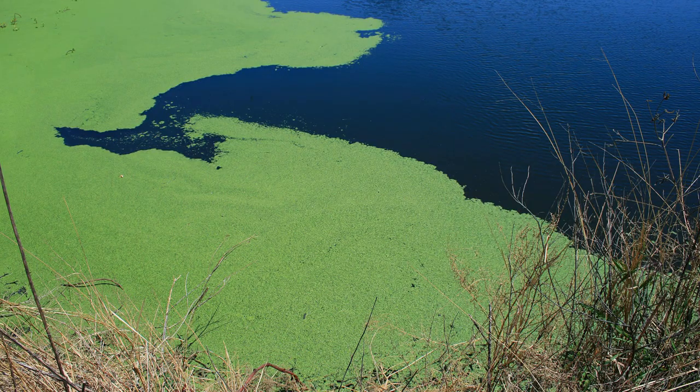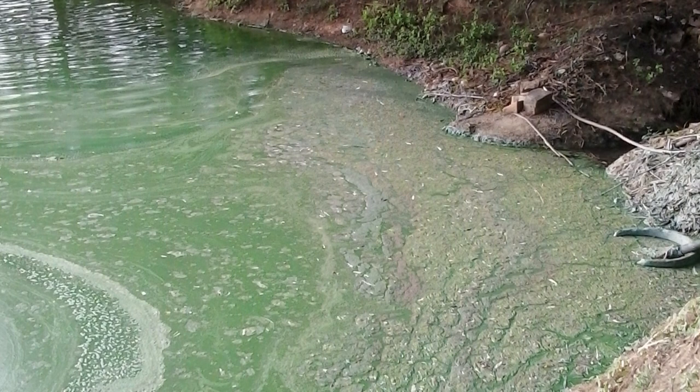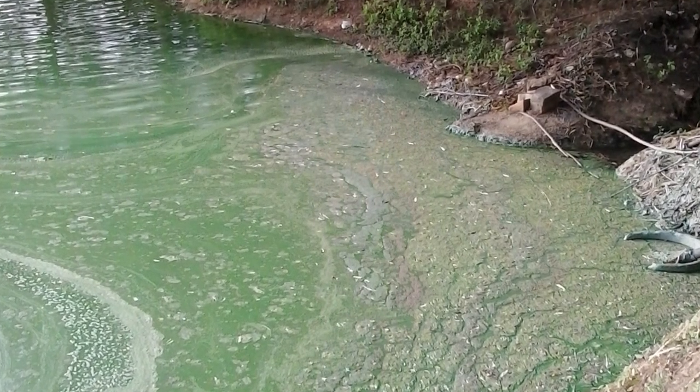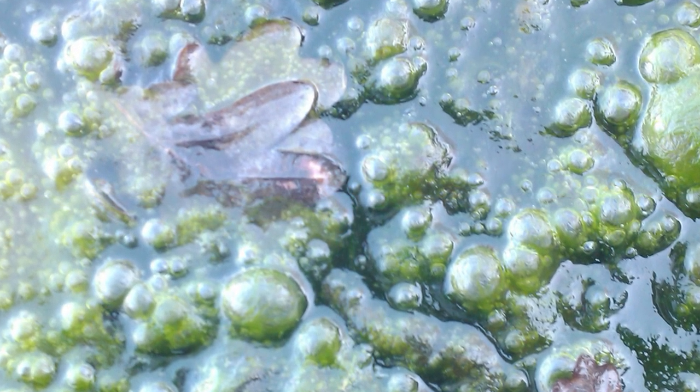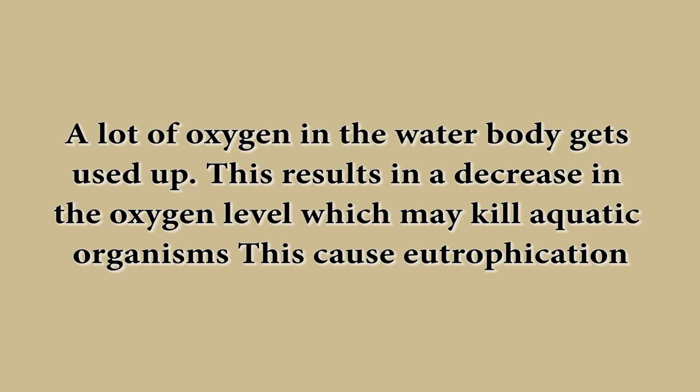We have seen ponds which look green from a distance because they have a lot of algae growing in them. This is caused by excessive quantities of chemicals which are washed from the fields. These act as nutrients for algae to flourish. Once these algae die, they serve as food for decomposers like bacteria. A lot of oxygen in the water body gets used up. This results in the decrease in the oxygen level, which may kill aquatic organisms. This causes eutrophication and leads to increase in the level of biological oxygen demand, that is BOD.